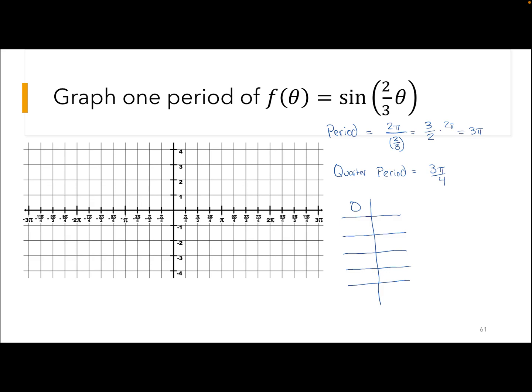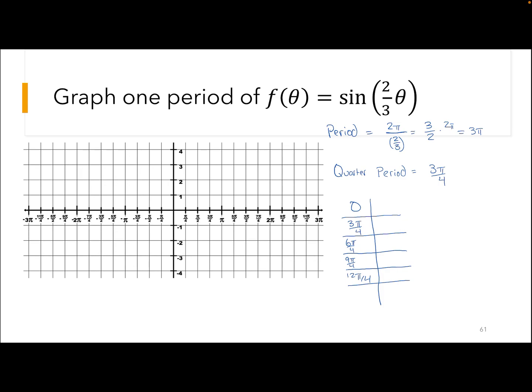So from 0, we're going to add 3 pi over 4. We're going to add 3 pi over 4 again. That's going to give us 6 pi over 4. We're going to add 3 pi over 4 again. That's going to give us 9 pi over 4. We're going to add 3 pi over 4 again. That's going to give us 12 pi over 4. Is that 5 values? 1, 2, 3, 4, 5. All right, we did it. We actually don't need that last one.